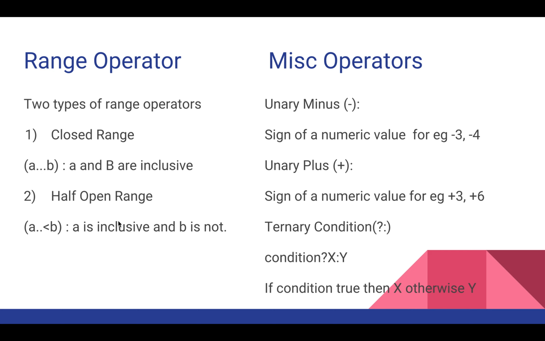Half range operator defines a range that runs from A to B but does not include B. Half range operators are useful when you work with zero-based lists such as arrays. Some of the miscellaneous operators provided by Swift are unary minus and plus, which are generally used to represent the sign of a number. Swift also provides a ternary operator and is used as a shorthand for if-else condition.